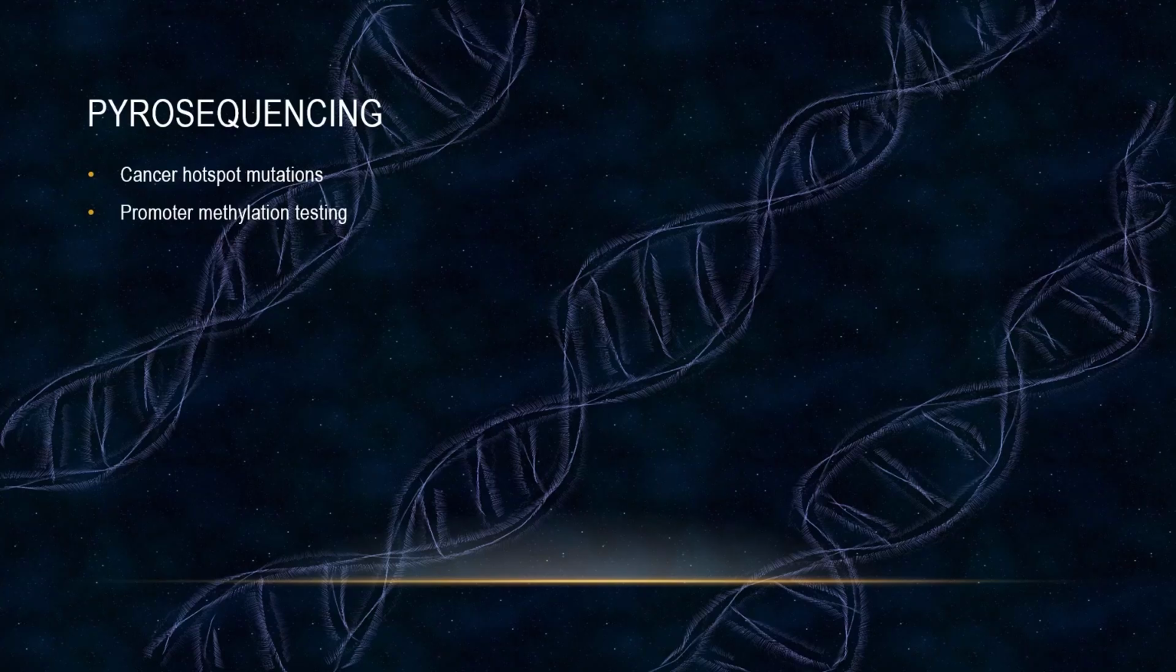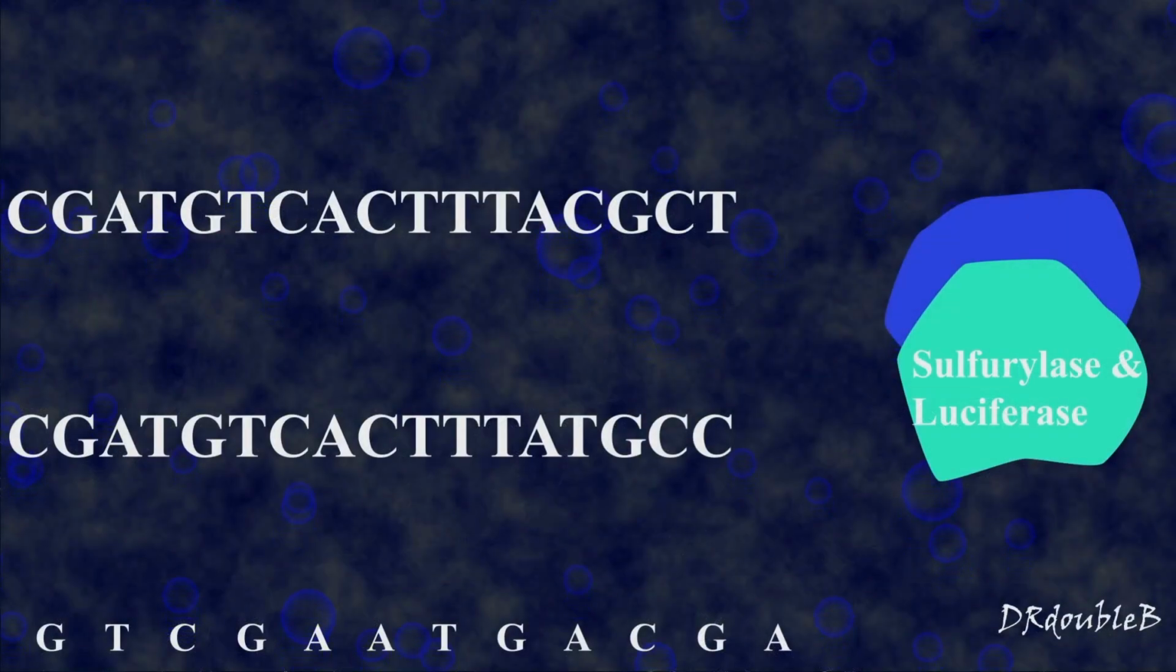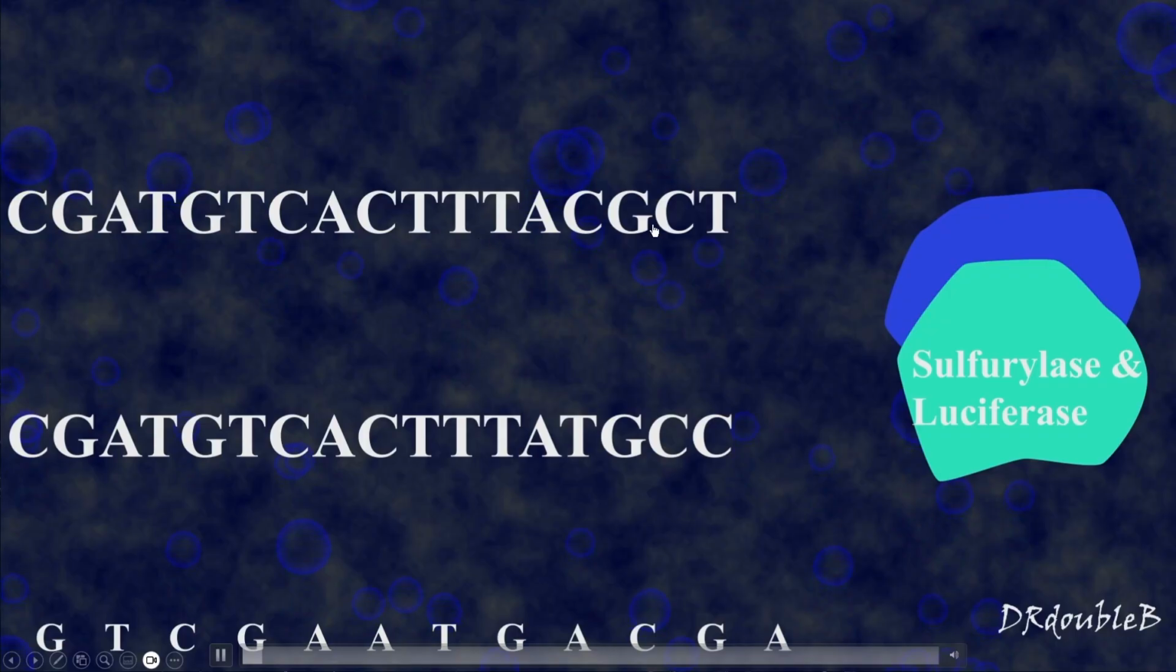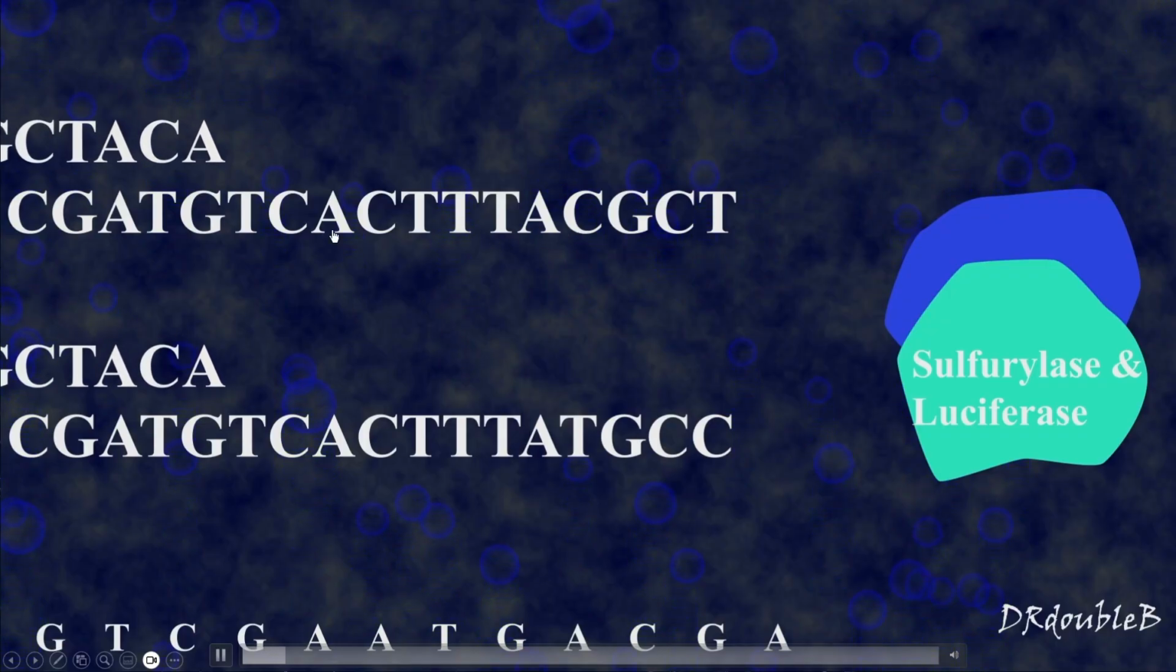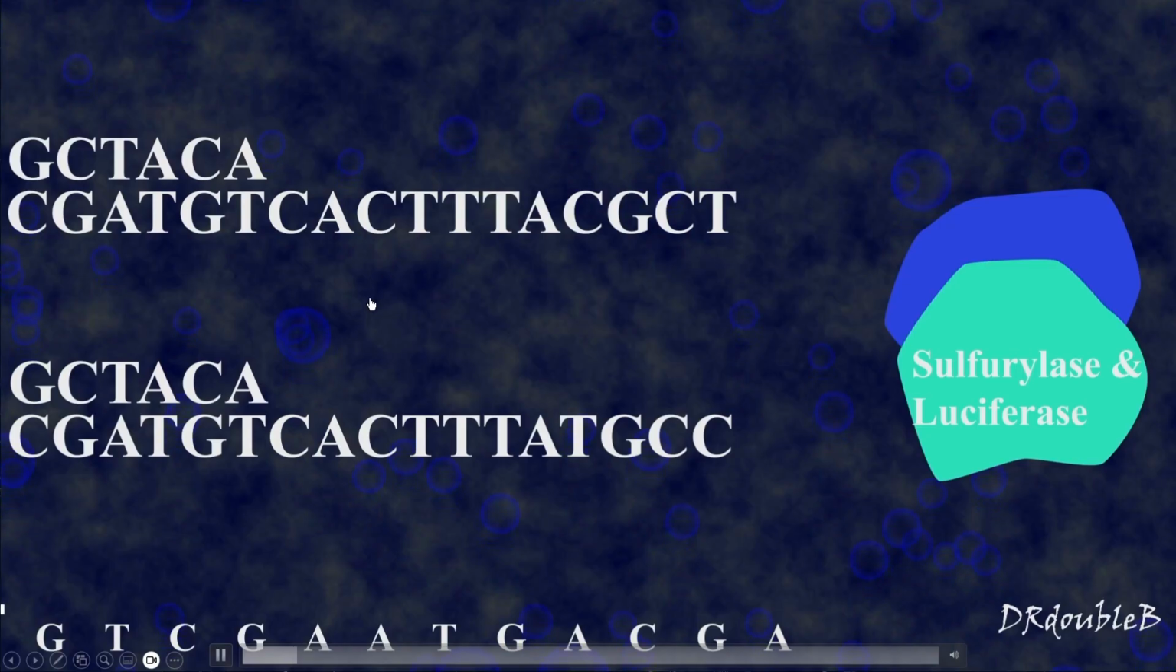So the classic way to detect this is pyrosequencing. It's used for cancer hotspot mutations, and also, again, for promoter methylation testing, for this, and MLH1 promoter methylation. So here we have sequence, and I'm showing two slight variations. Again, in most cancer sequencing, you'll usually have a mix of some tumor and normal. This is just kind of a random sequence here.